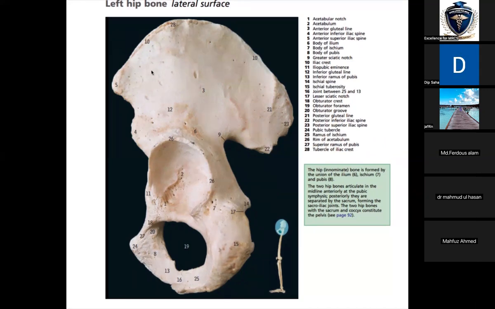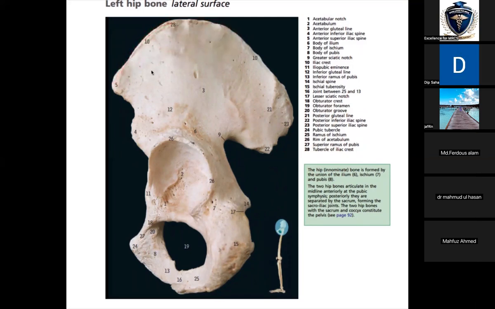Now I'm telling you this is called the anterior superior iliac spine. I don't know whether you have remembered this or not. This is the outer lip of the iliac crest, and the anterior two-thirds of the outer lip of the iliac crest is the origin point of which muscle? External oblique. Very good. So this is the origin of the external oblique.